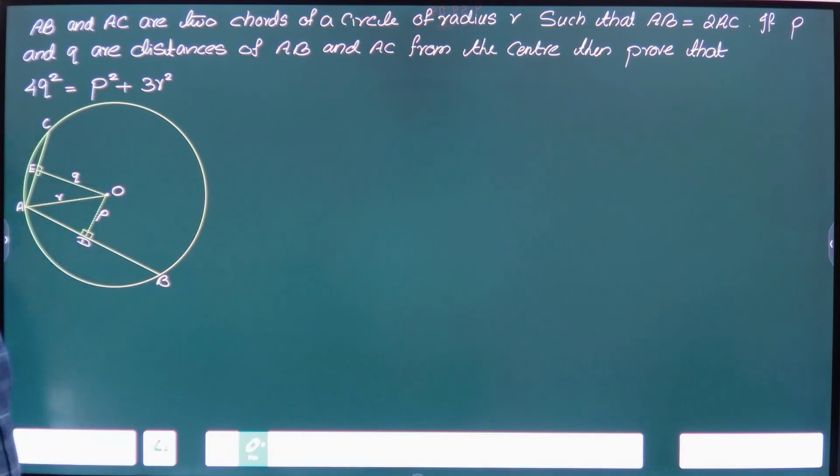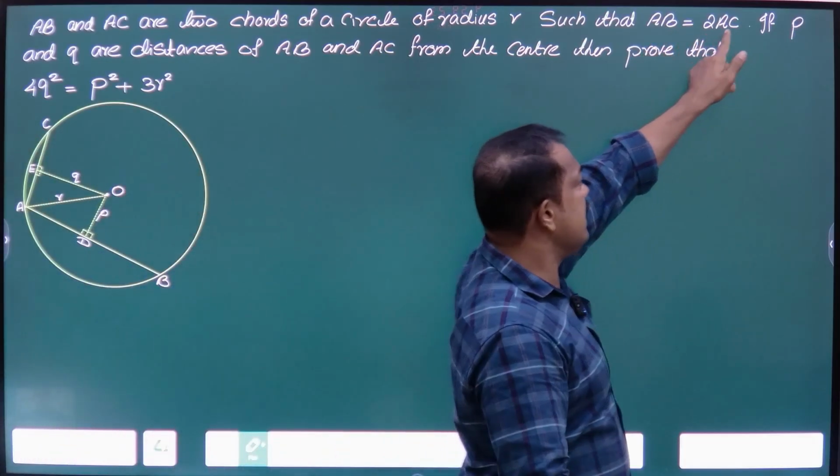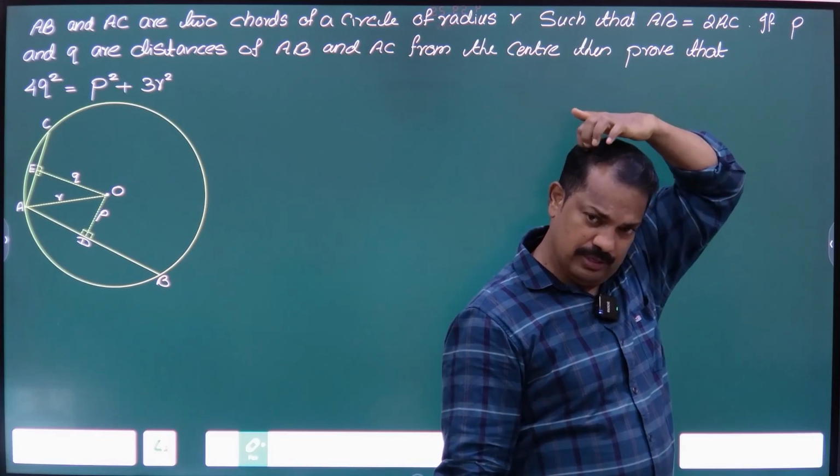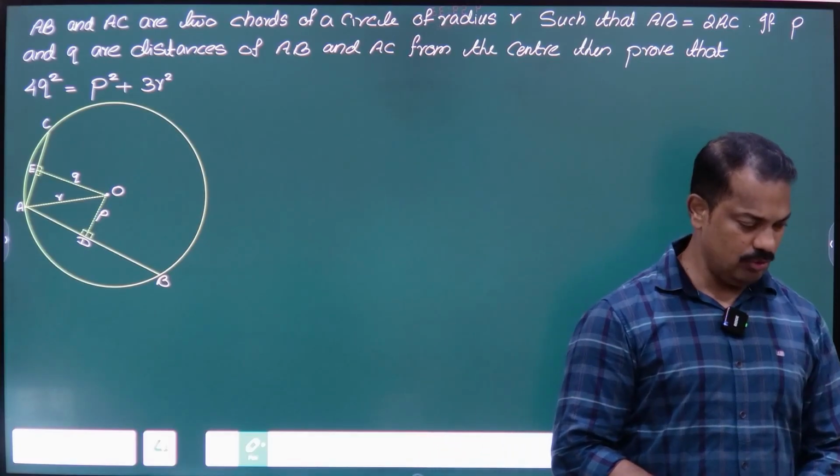So, write down first, given a circle with center O such that AB is equal to 2AC.